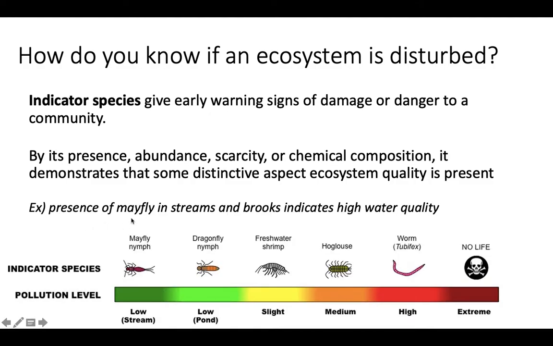And a great example of this are mayflies. Mayflies live in streams and brooks, but they have a very low tolerance for water pollution. They thrive extremely well in very clean, very high quality water, and if the quality dips a little bit, they will not be able to survive. It's outside their range of tolerance. And so if you have mayflies in your streams, you know that the water quality is very high. Conversely, if you don't have mayflies, you know that the water quality is not as high as it could be. And if you look on this range, if we don't even have hog louse in our stream, we know that the water quality is probably pretty poor or extreme in levels of pollution.